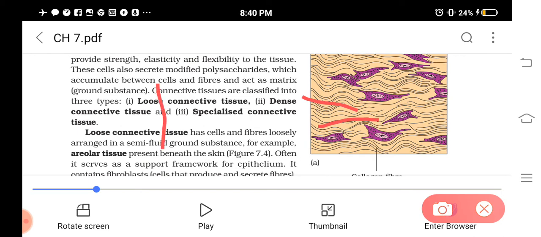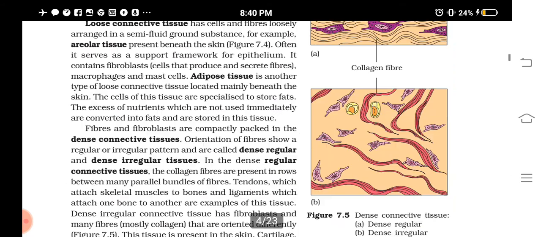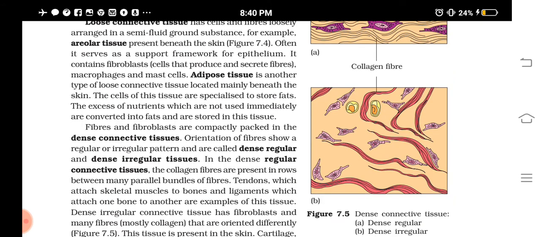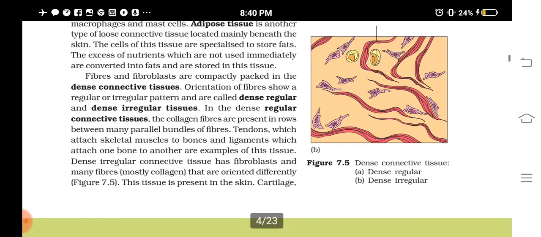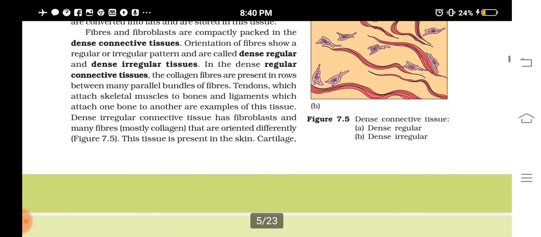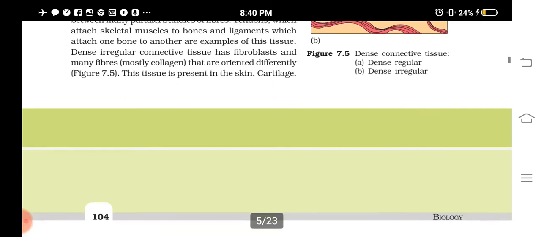Dense irregular connective tissue means here you can see the fibroblasts or fibers won't be arranged in a regular pattern. This tissue you can see in the skin. So these are dense connective tissue. Dense connective tissue means here the fibers and the cells are arranged very compactly. But if they are in a regular pattern, then we call it dense regular tissue. And if they are not in a regular pattern, then dense irregular tissue. Is it clear?